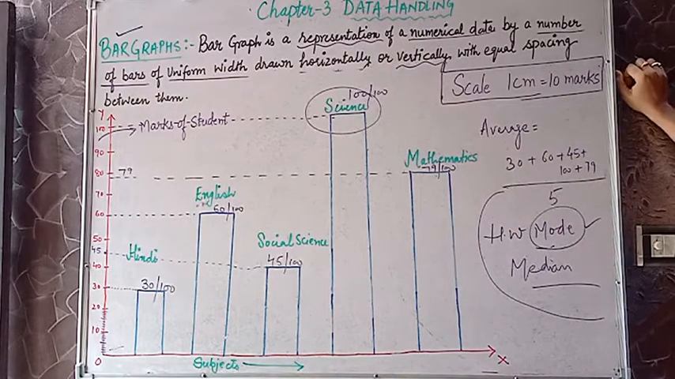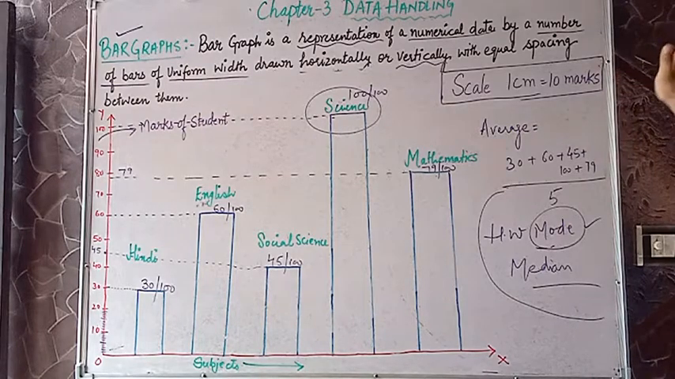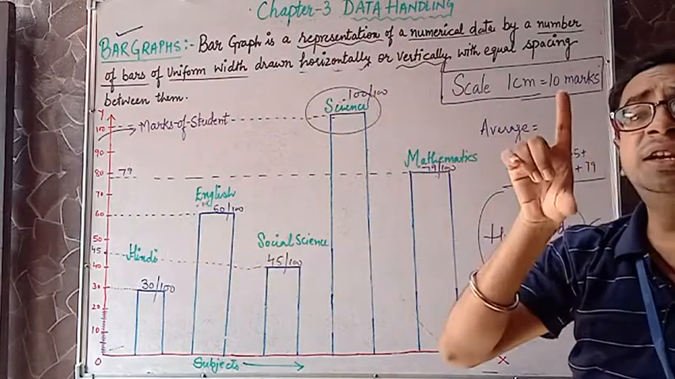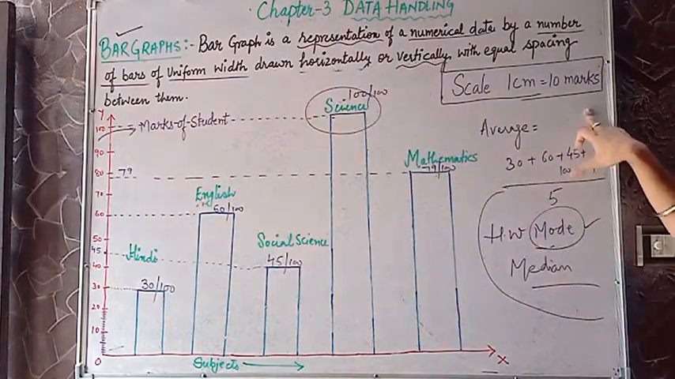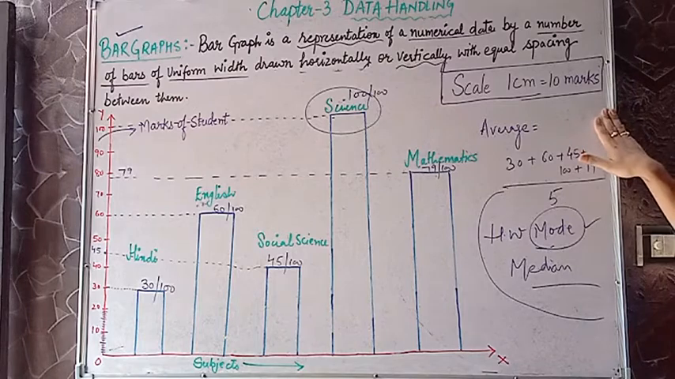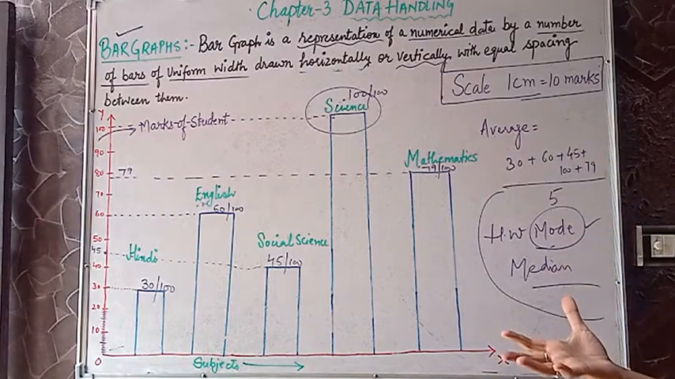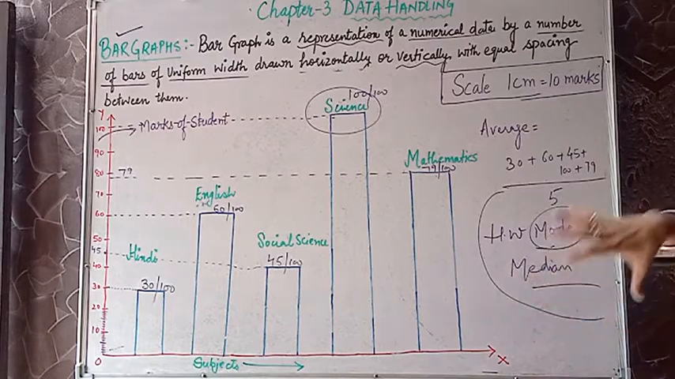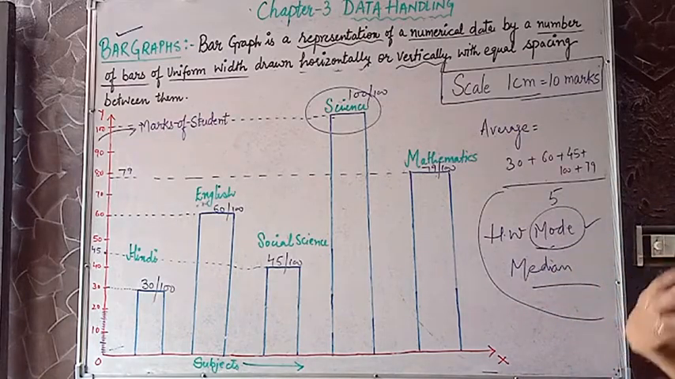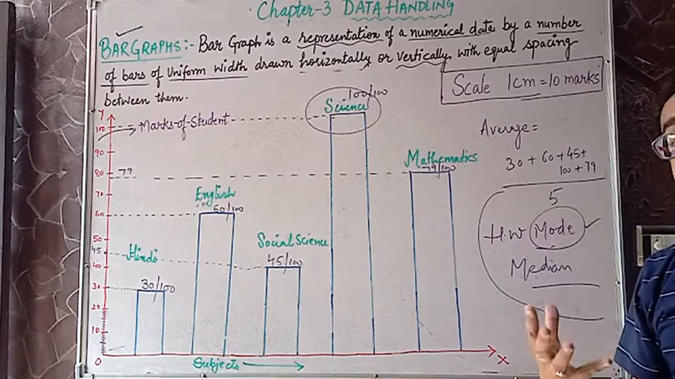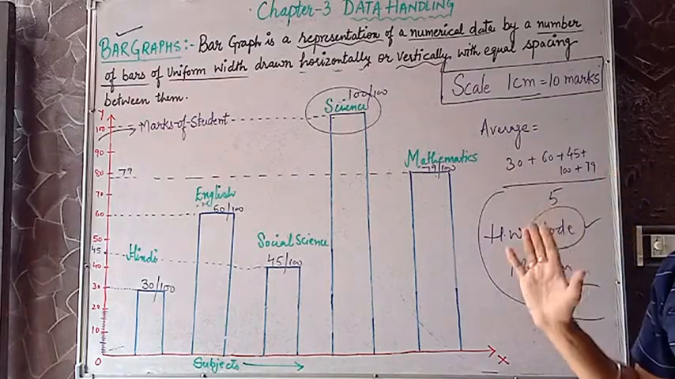And do remember, whenever you are representing and making diagrams, you have to write the scale also. What scale you have used? For example, I have considered 1 centimeter is equal to 10. I hope you are clear with this video now. We'll meet tomorrow in the next video where I'll show you how to make bar graphs. Today we just read and learned how to study bar graphs. In the next video, we'll study how to represent and make bar graphs.